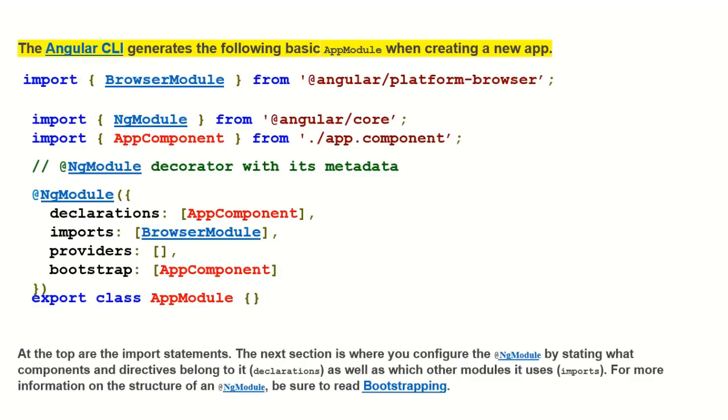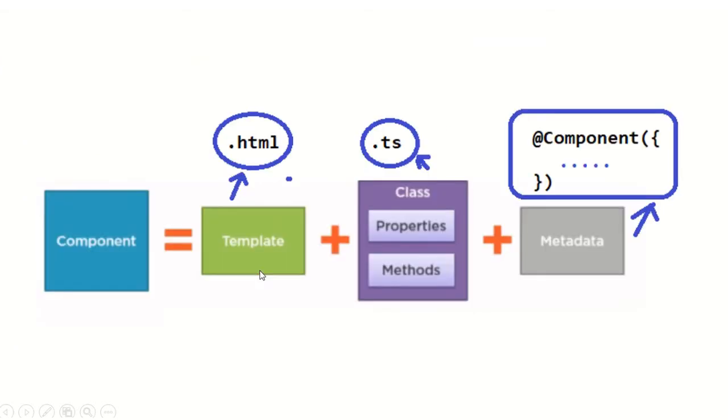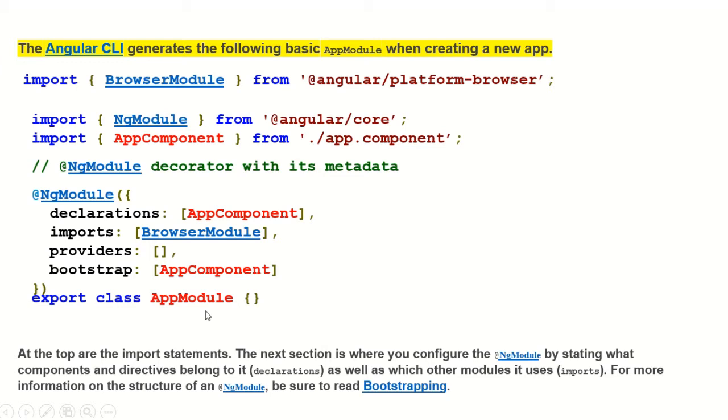I will show it here. In the bootstrap we are writing app component. Declaration is app component, because we have only one component in this case. So this app module has only one component, and it is also bootstrapping the same component.